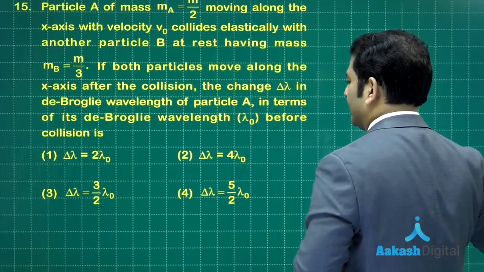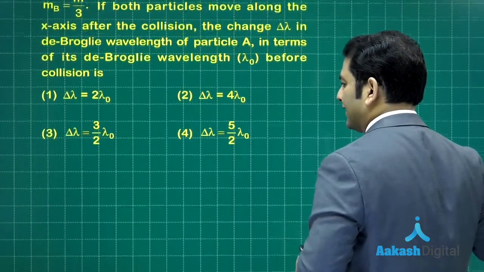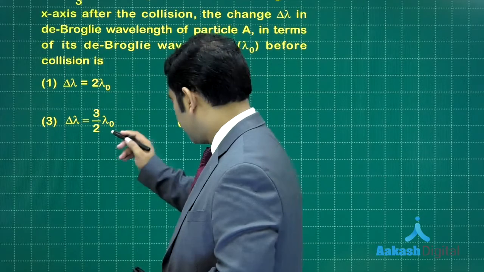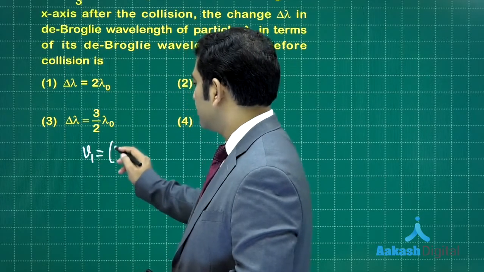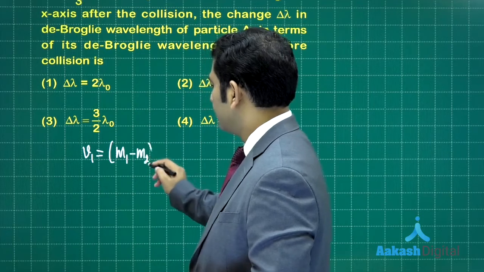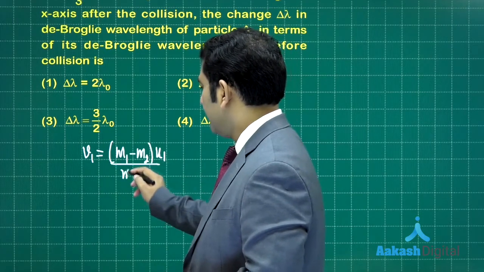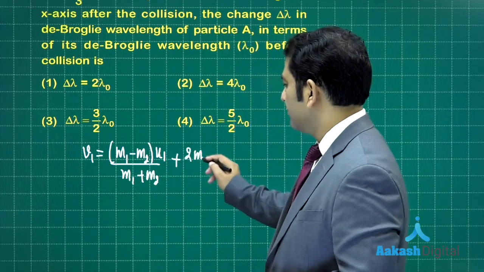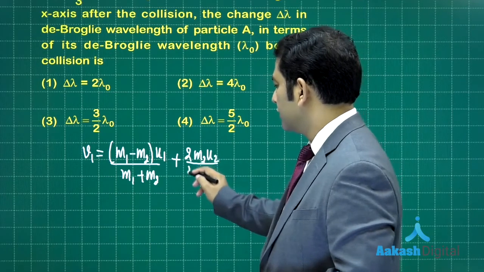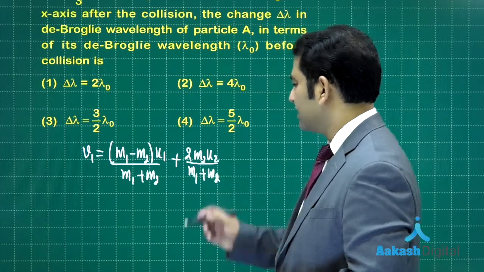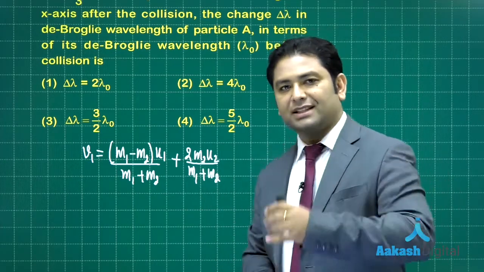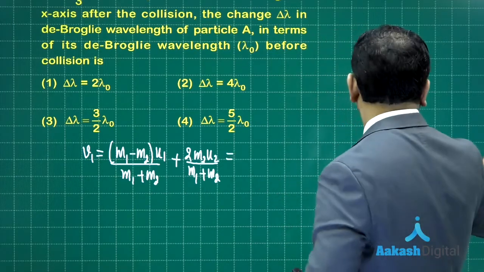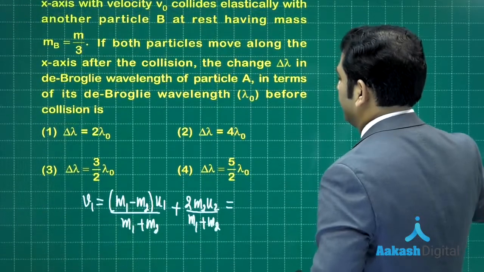So essentially what we need to do is calculate the final velocity of particle A. Since the collision is elastic, V1 is going to be (m1 minus m2) u1 by (m1 plus m2), plus an additional term, 2 m2 u2 by (m1 plus m2). For those who have memorized, they would be at an advantage. For those who haven't, conserve the momentum and the kinetic energy. Now let's see, m1 is m by 2, I suppose. Yes, m by 2 and m by 3.